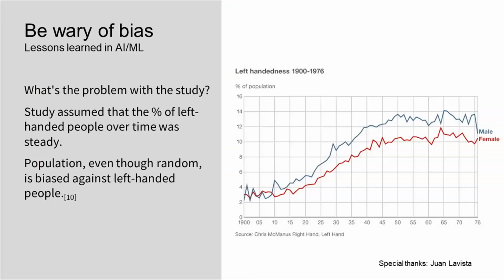For years, left-handed people were trained to become right-handed, but over time, this behavior changed, which resulted in an artificial increase in the left-handed population. This bias in the data was responsible for the predictions and the inaccurate outcomes, because the study assumed that the percentage of left-handed people over time was steady.